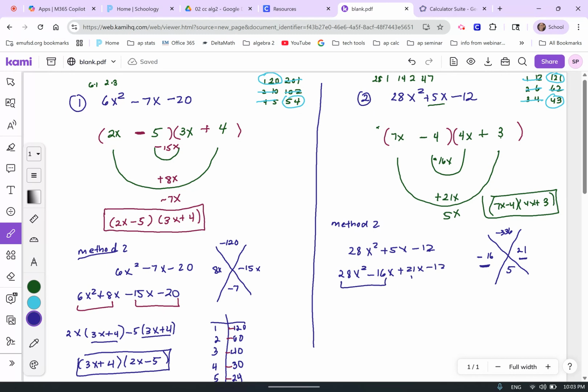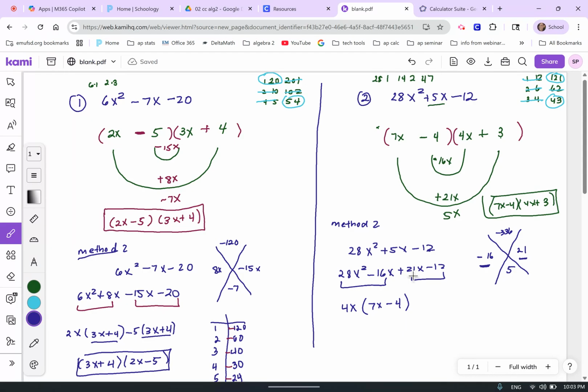You want to find GCF and GCF. What's in common to 28 and 16? 4x squared and x is x. And then in parentheses, that 28 divided by 4x is 7x. -16x divided by 4x is +4. Actually, it's -4. Sorry about that.